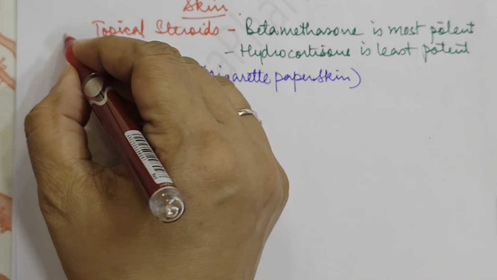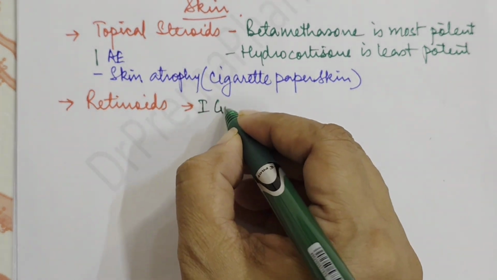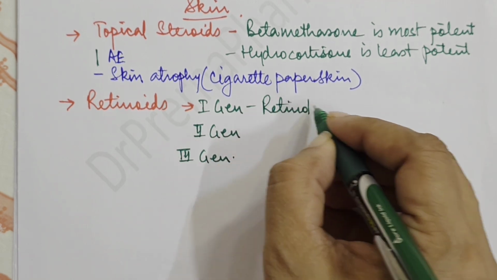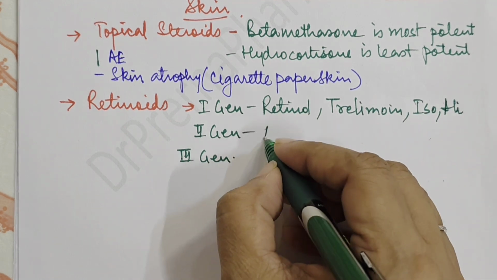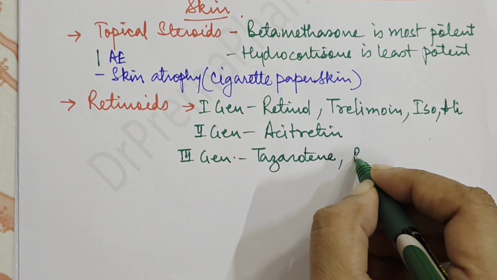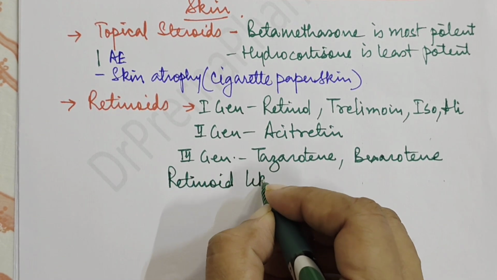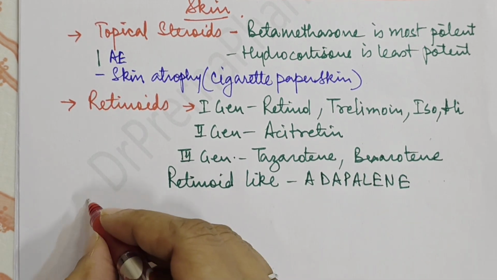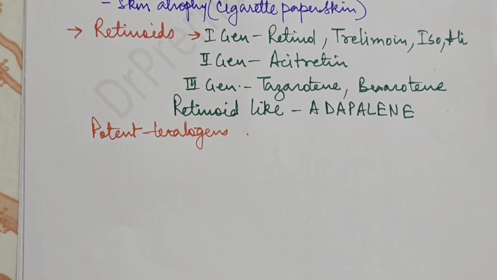Then other agents that we would like to talk about for skin are retinoids. Now these retinoids are divided into first generation, second generation and third generation. First generation we have retinol, tretinoin, isotretinoin and alitretinoin. Then second generation is acitretin. Third generation is tazarotene and bexarotene. And then there is one compound which is retinoid-like. It is adapalene. Now these are potent teratogens, so absolutely contraindicated in pregnancy.